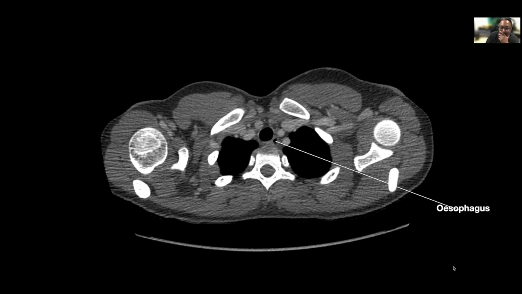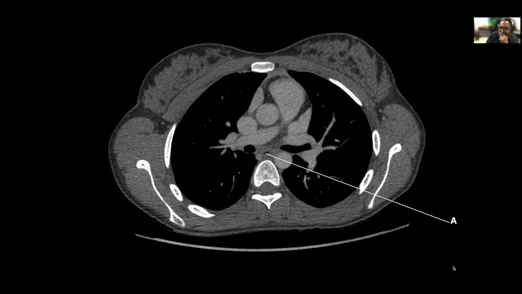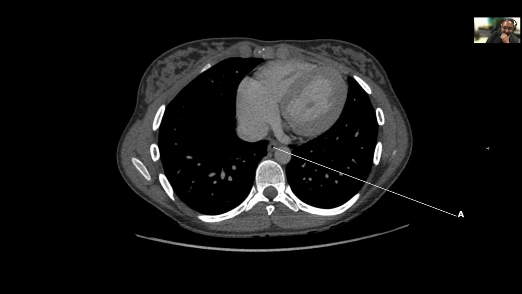Very good. Let's keep going. Still in the thorax. Anyone else would like to answer that? You can unmute and answer too if you like. This one is not too hard. Anyone? This is the quiz. That's the esophagus again. That too, I think, is the esophagus.